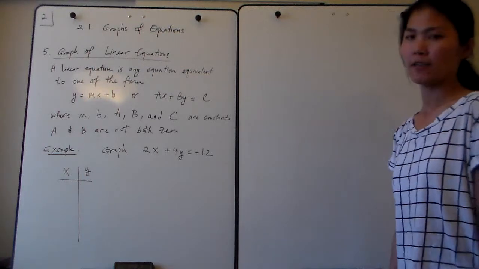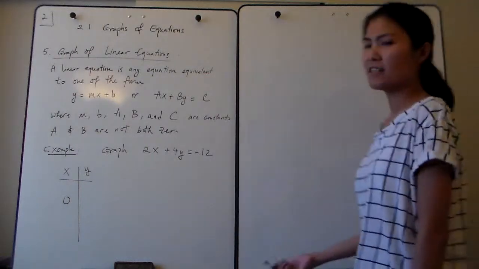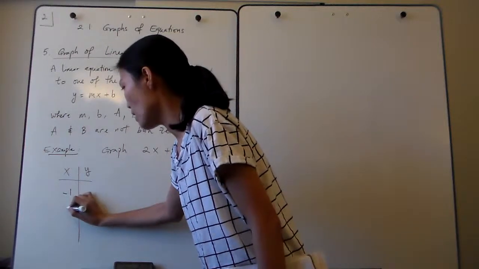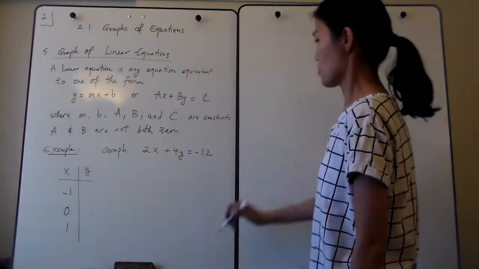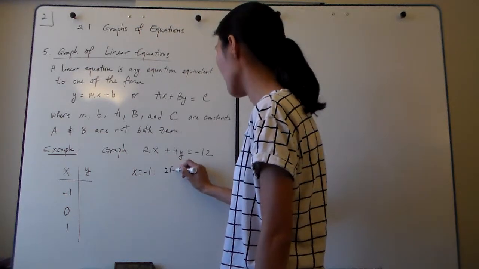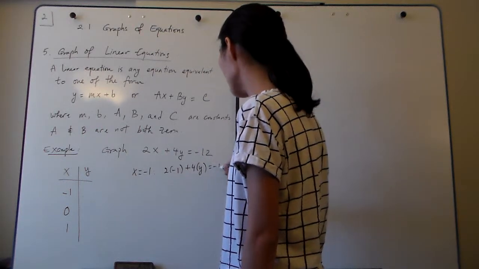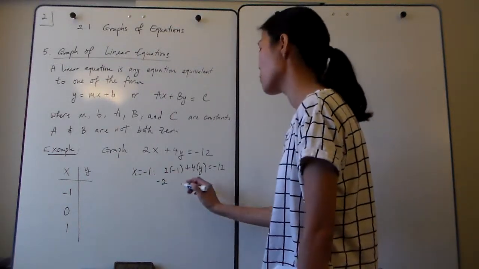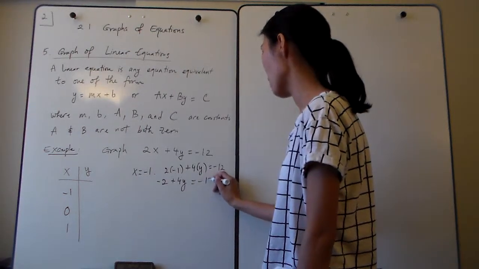So let's start with the easy number, 0. Okay? And this time, to make it a little different, you can choose any number. Let's see, choose negative 1, 0, and 1. Okay? Just want to change a little bit. So when x equals negative 1, you have 2 times negative 1 plus 4 times y equals negative 12. Simplify. 2 times negative 1 is negative 2 plus 4y equals negative 12.